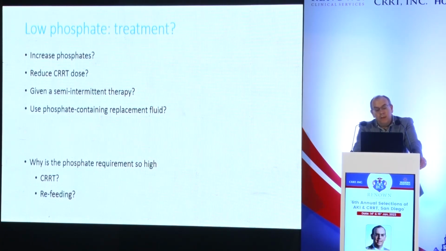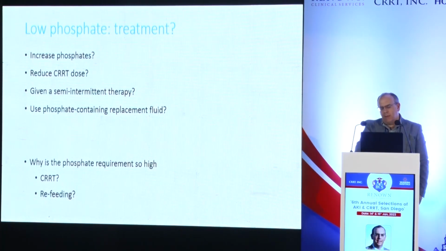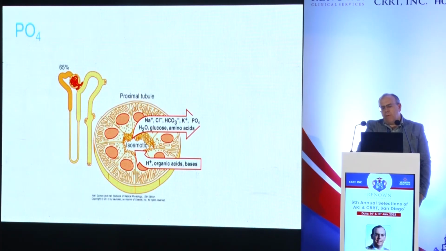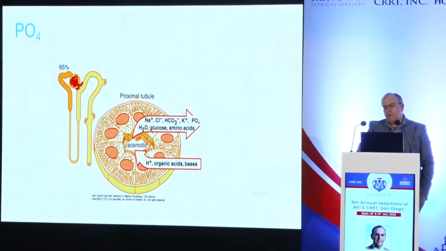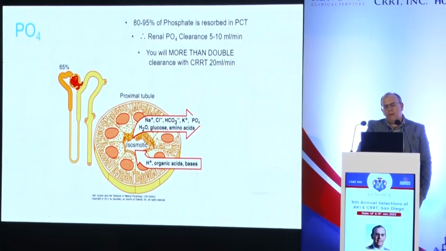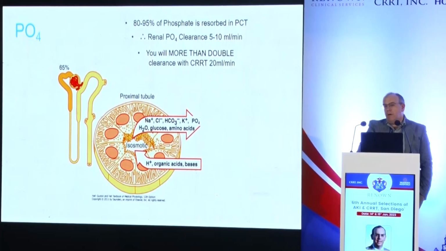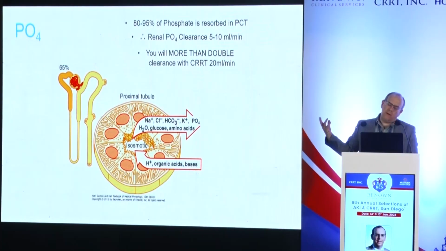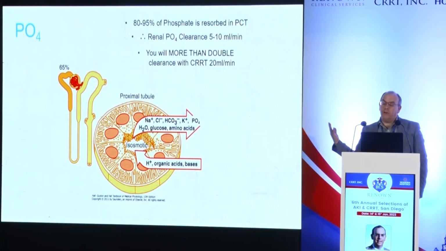All of these are possible, okay, but the key factor is, why is the phosphate requirement so high? Is this because of the CRRT, the dose of 25 mils per kilogram per hour, or is this refeeding? Well, what we've got to remember is that phosphate is not handled by the kidney just by the glomerulus. It undergoes extensive tubular resorption. So your normal renal phosphate clearance is only 5-10 millilitres a minute. Our CRRT doesn't have any phosphate in the replacement solution normally. So we've got no effective tubular function in CRRT.